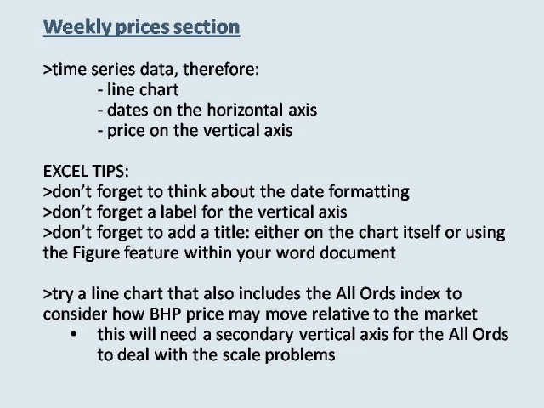When you first create this line chart, the BHP prices will look almost like a flat line at the bottom of the chart. To fix this, the idea is to use a secondary vertical axis for the All Ords so that it can have a different scale. Once you have the chart, the idea is to then think about how the two series are related. For example, do they move up and down at approximately the same time, or do they move opposite to each other? This allows you to potentially comment on BHP price changes with respect to market conditions. Okay, so a few things to try and to think about when working on this section.